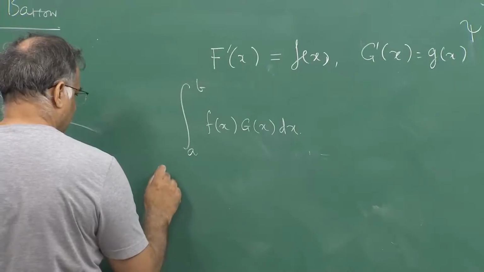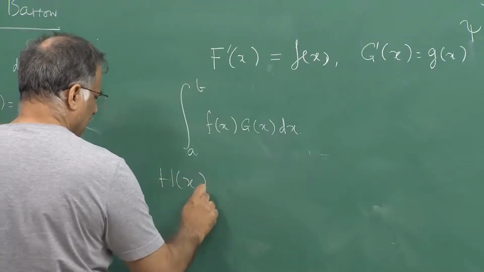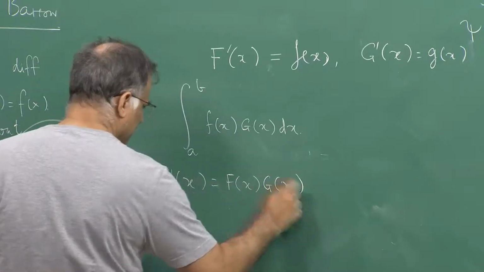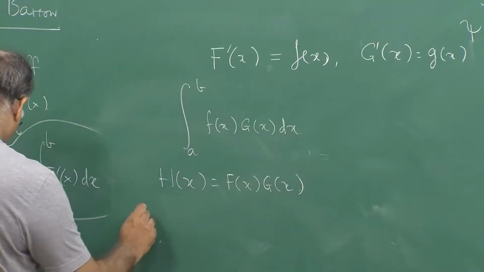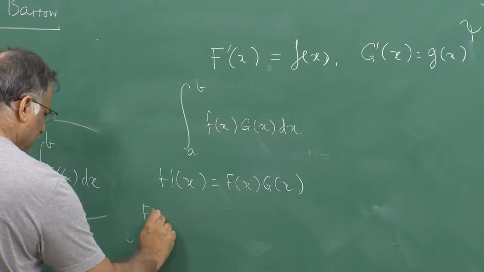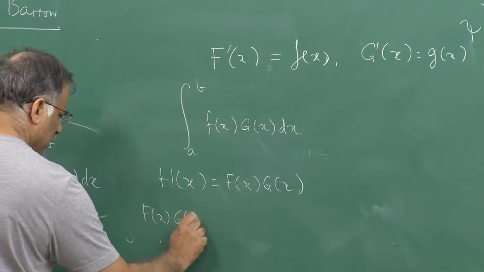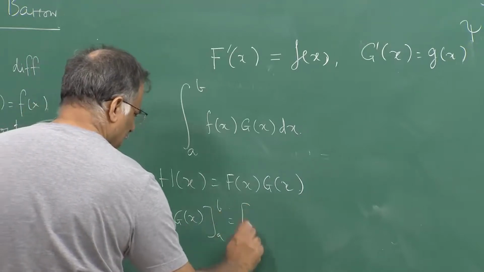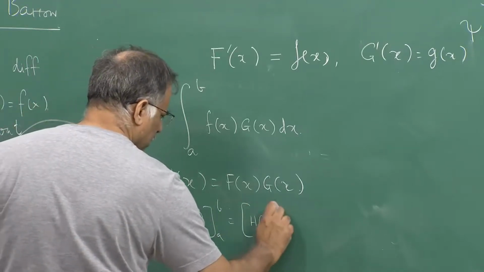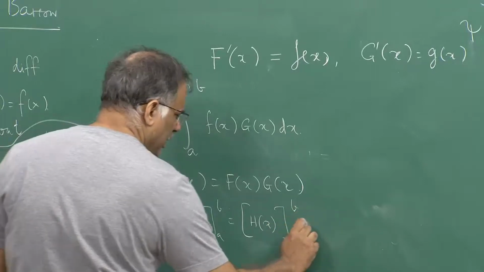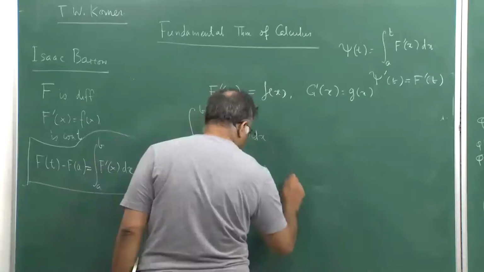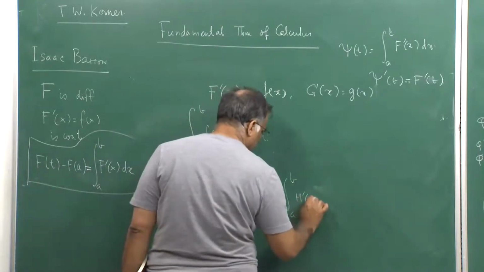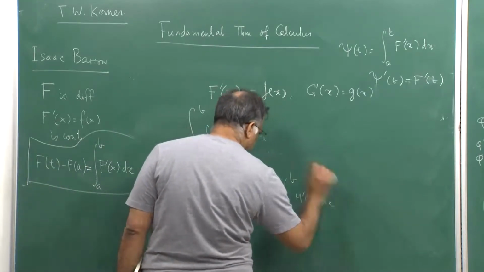So define h(x) = F(x) G(x). So the integral of h'(x) from a to b, which is h(x) from a to b, is, by the fundamental theorem, assuming every condition holds, the integral of h'(x) dx. And what is h'(x) dx?